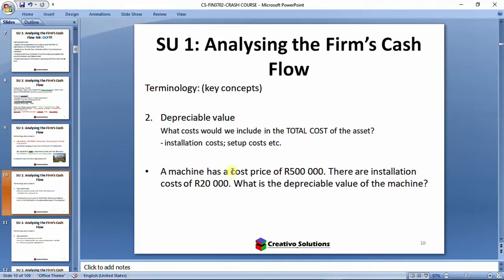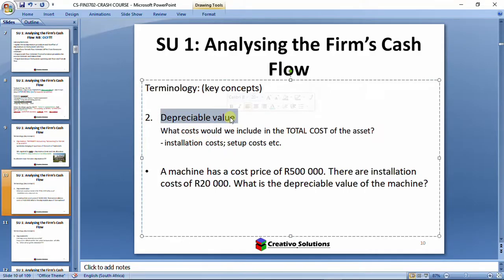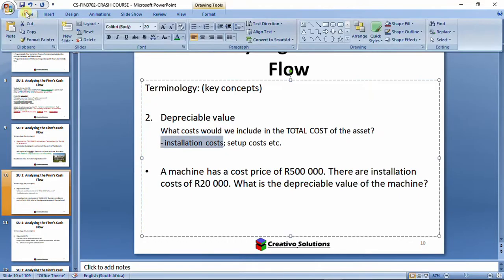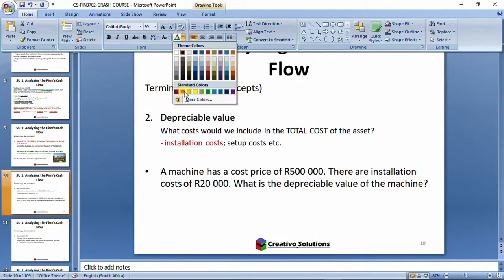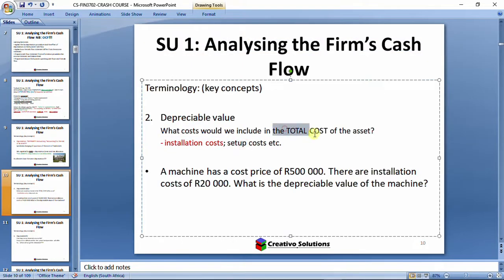When I'm looking at workings, when I'm looking at calculations, you need to know what this is, the depreciable value. Remember, I'm looking at a depreciable asset, so I need to know what are the costs that have been or will be included in the cost of the asset. This is accounting, so I've put a little note here. If you buy an asset and there are installation costs, that needs to be part of the actual total cost of the asset that was acquired.